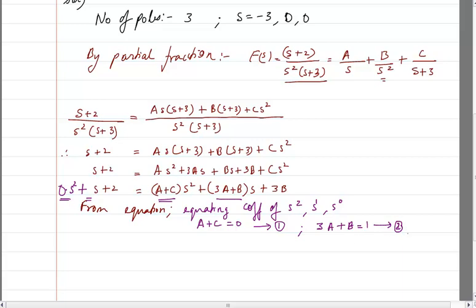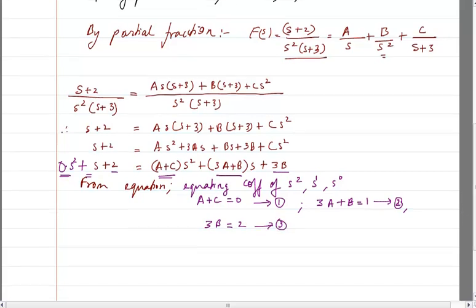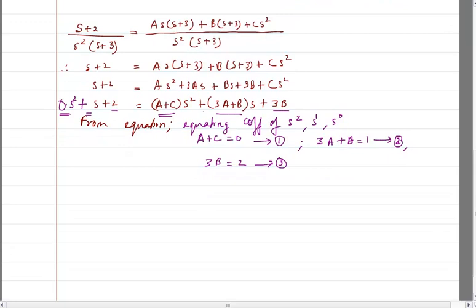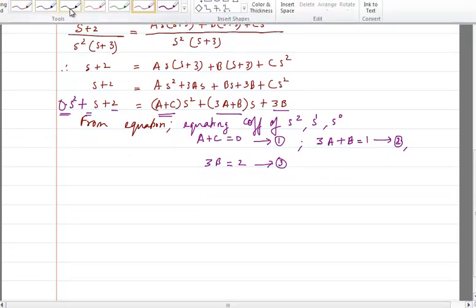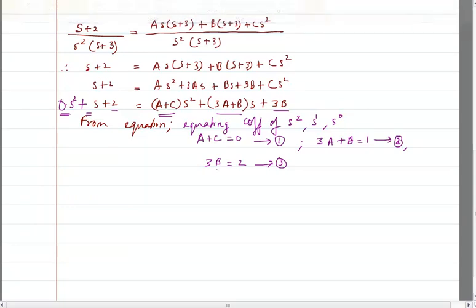And similarly, the third equation is for coefficient s raised to power 0. Here 3b is equal to 2. So I will write 3b is equal to 2. So this is my third equation. Now see, these are all the simultaneous equations for finding out the values of a, b, c. So I can write these individually as equations and use a calculator to solve it.